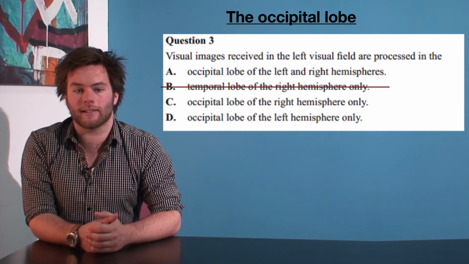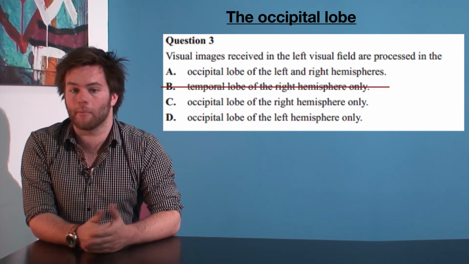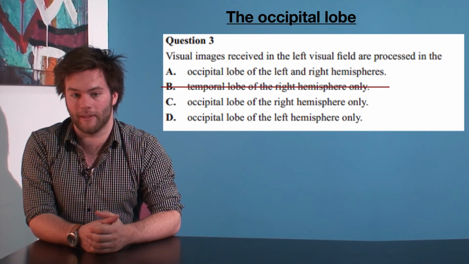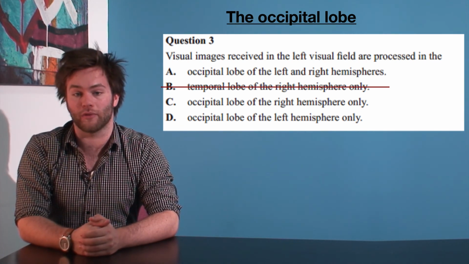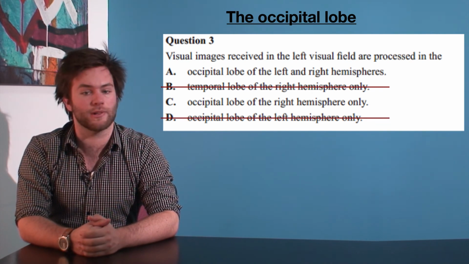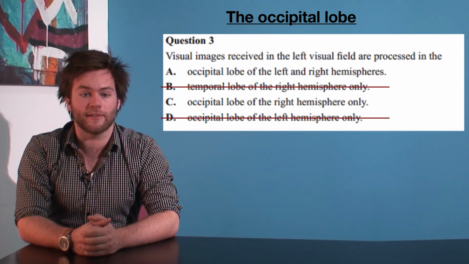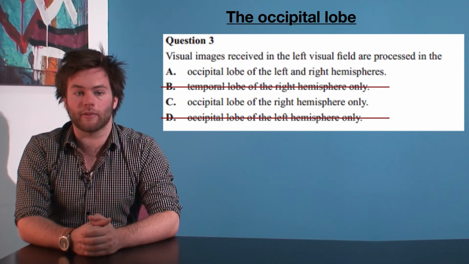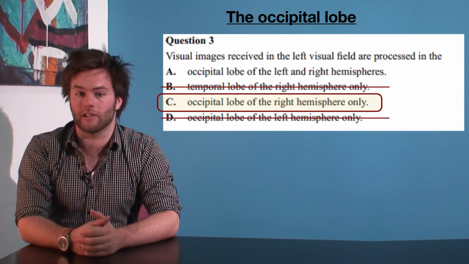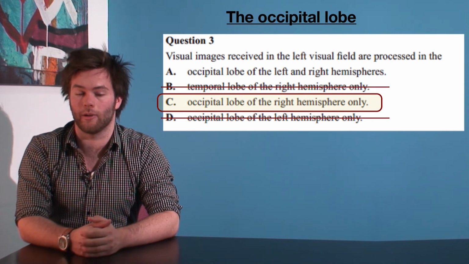We can immediately discount option B because we know that the temporal lobe does not work primarily with visual sensory information. Information from the left visual field is not processed by the left occipital lobe, so we can rule out option D too. That leaves only A and C. The correct response is option C, because information from the left visual field is processed in the right occipital lobe.